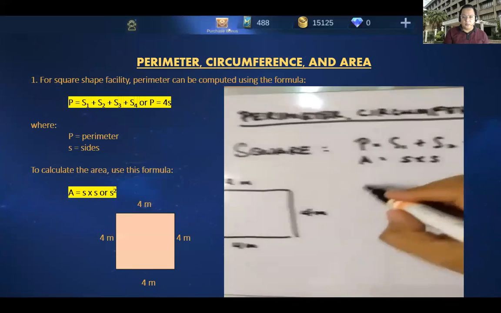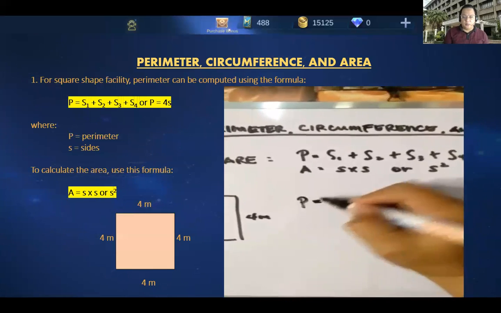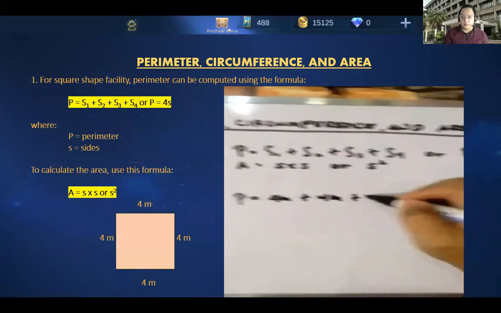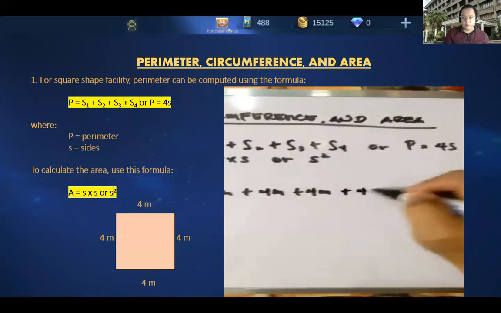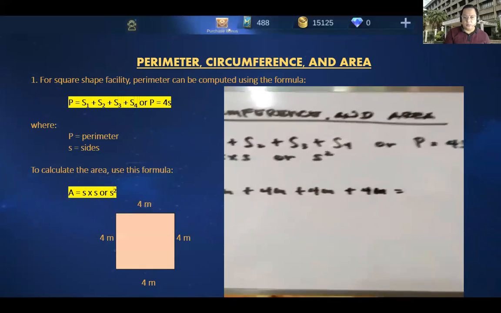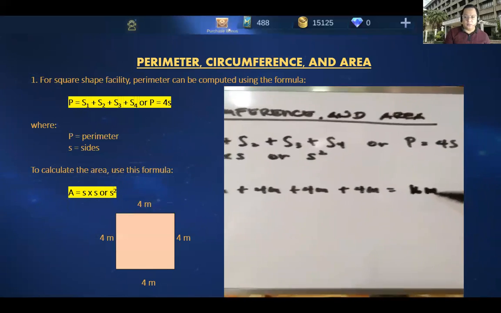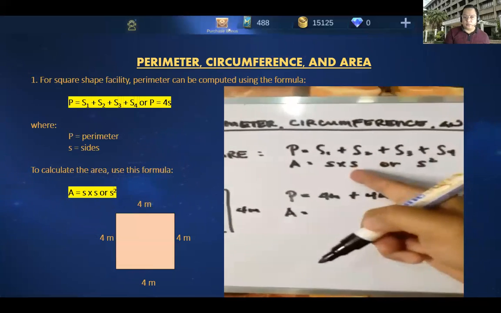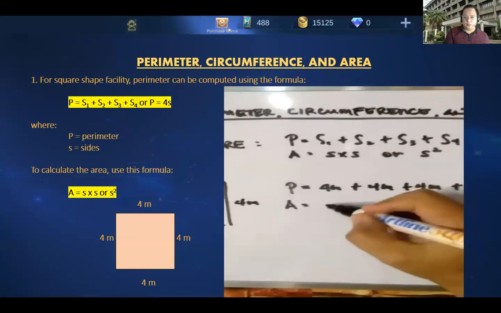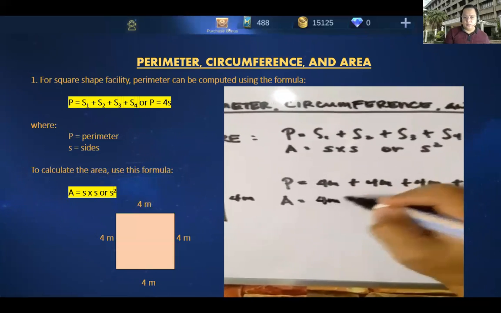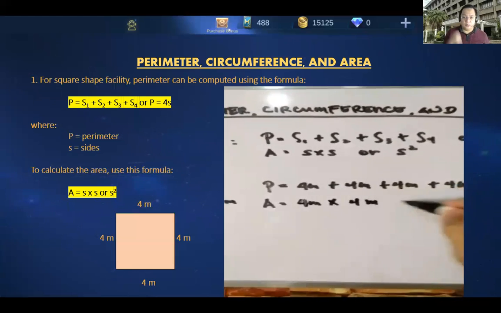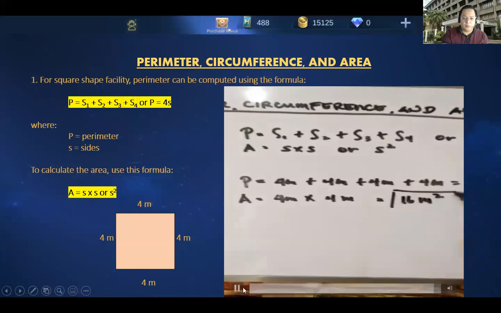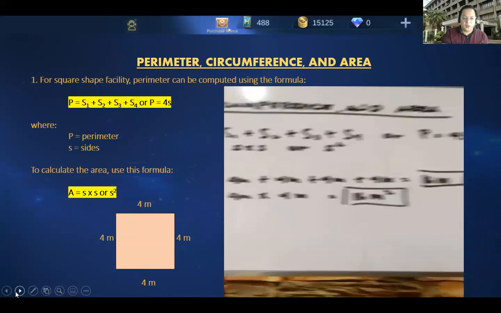So compute the perimeter using the formula: P is equal to S1 is 4 meter plus 4 meter plus 4 meter plus 4 meter. Your perimeter is 16 meter. So this is your answer. For the area, follow the formula: S times S, so side times side, that is 4 meter times 4 meter. Your answer is 16 meter squared. So this is your answer.